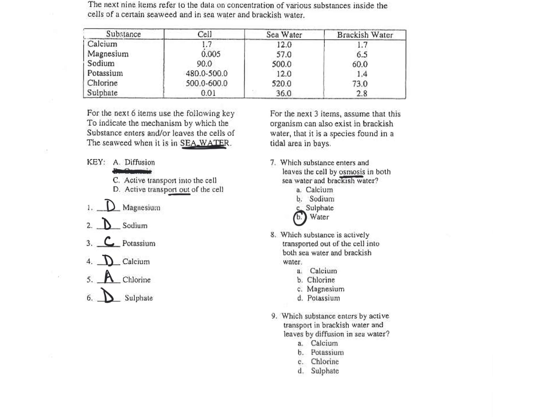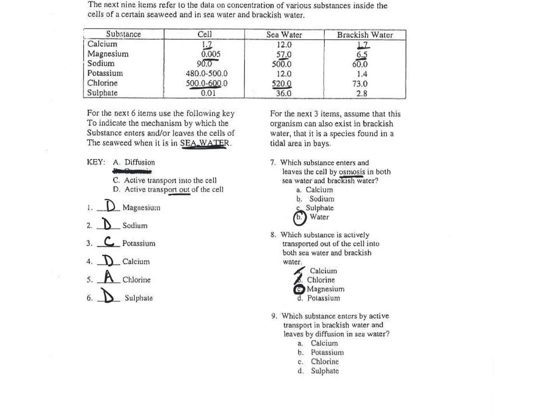We'll start with calcium. Well, the cell is 1.7. Brackish water is also 1.7. So if they're already balanced out, that doesn't need to be actively transported out of the cell. So it's not calcium. Chlorine. Well, we've already talked about chlorine. 500, 600 in seawater, it goes in and out by simple diffusion. So it's not chlorine. Magnesium, 0.005 in the cell, 57 in seawater and 6.5 in brackish water. Both types of water are higher than the level inside the cell.